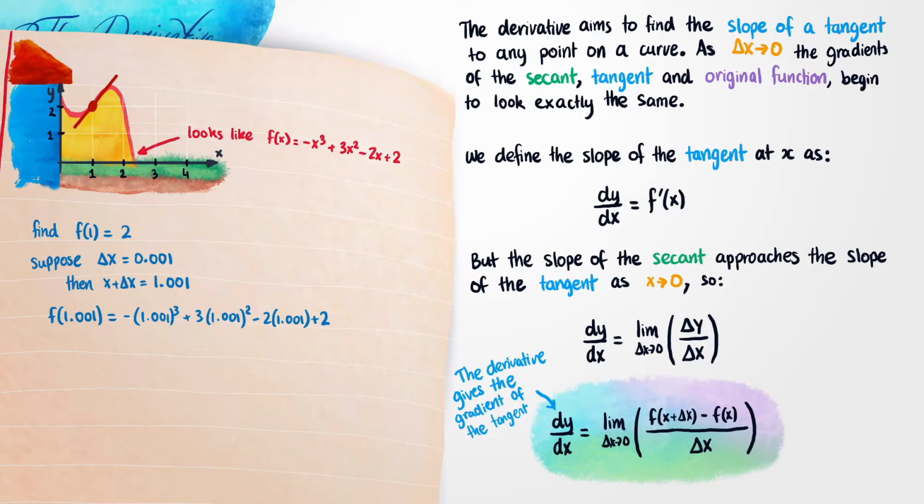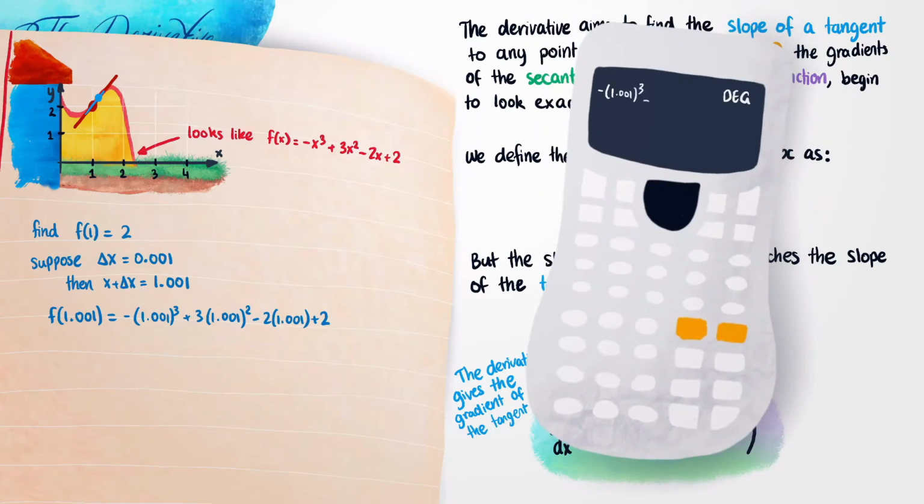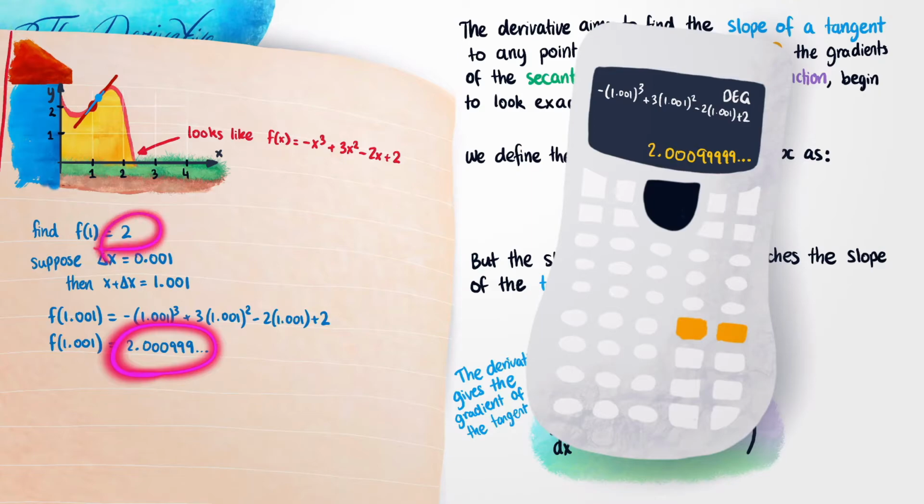Now as we said before, this corresponds to picking a point that's really close to the point we started with, and then drawing a secant between them. The gradient of the secant should be the same as the gradient of the tangent. To actually find the gradient of the secant, we're going to want to know the value of this number over here. So let me go ahead and plug it into our calculator. As you can see, because our change in x is so small, the value we got is very similar to the value we had at 1.